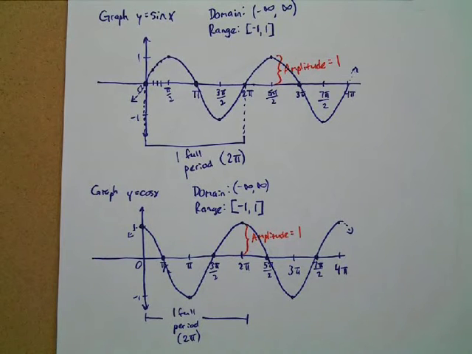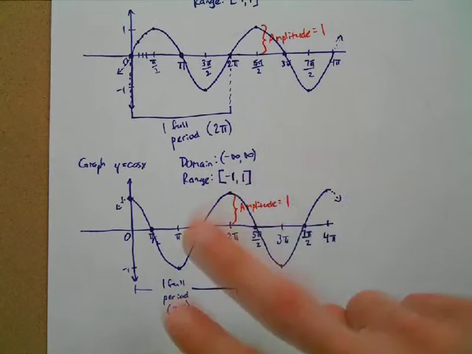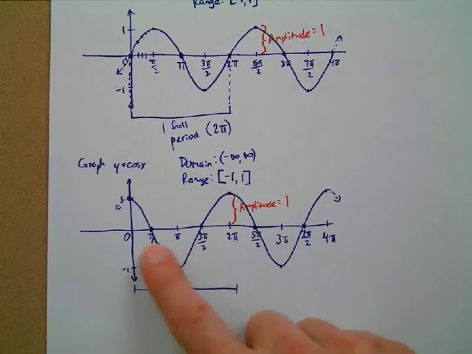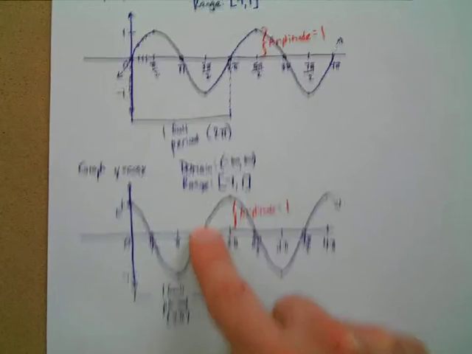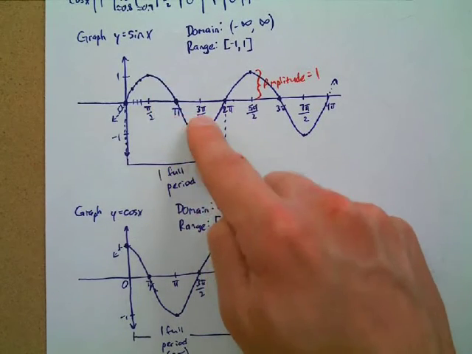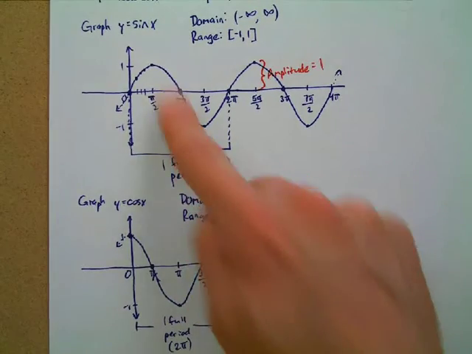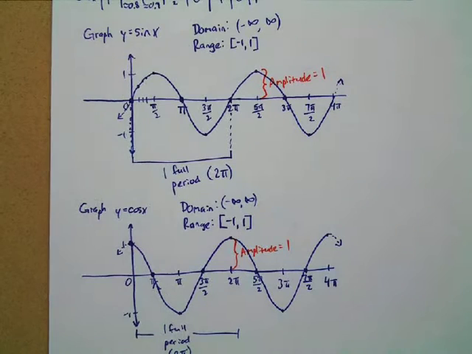Not a reflection, no. If we reflected it over the x-axis, from pi over 2 to 3 pi over 2, we'd go up. But here, from pi over 2 to 3 pi over 2, we go down the whole time. So it's not quite that. Any other ideas about what the transformation might be here?